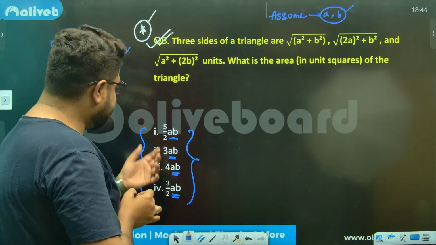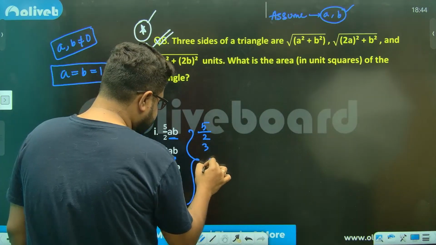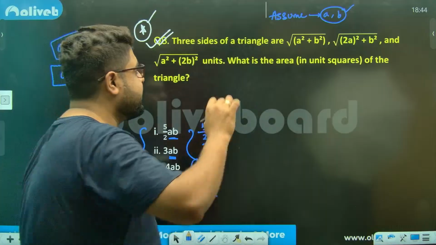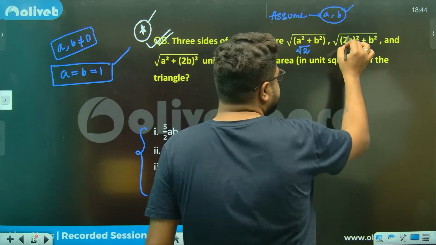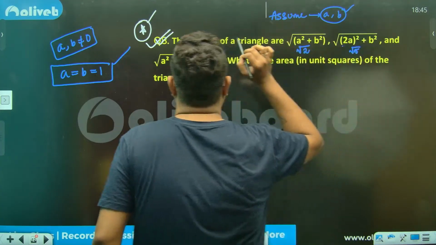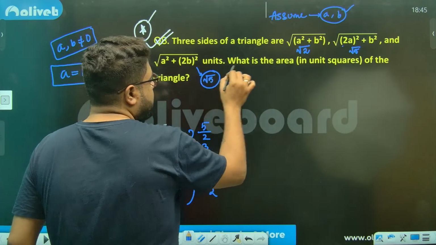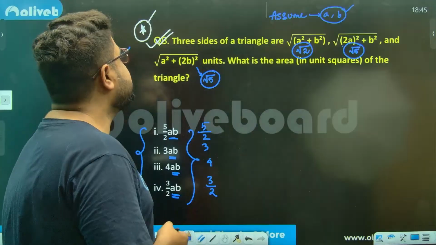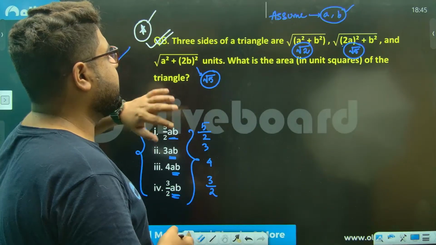You see, in that case, this will be 5 by 2, this will be 3, this will be 4, this will be 3 by 2. And the sides also come, sir. So this is root 2, this is 2 square 4, so this is root 5, and this is also root 5. Root 5, root 2, root 5. This is an isosceles triangle, right?